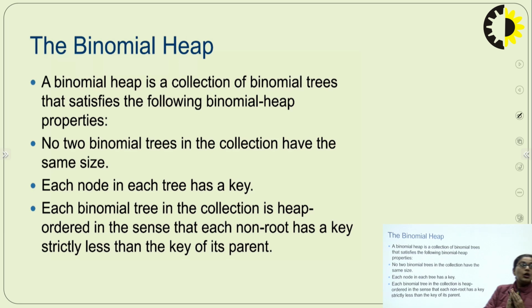What are those? No two binomial trees in the collection of the binomial heap have the same size. What we are saying is, if we are making a binomial heap, no similar type of Bk tree is formed in this particular heap. Each node in each tree has a key. Each binomial tree in the collection is heap ordered, in the sense that each non-root has a key strictly less than the key of its parent. That means it follows the min-heap property.